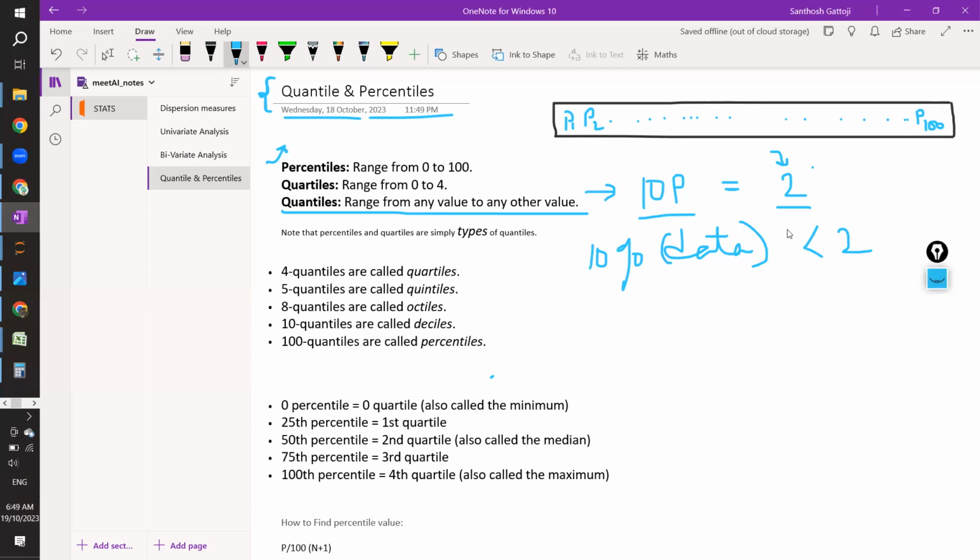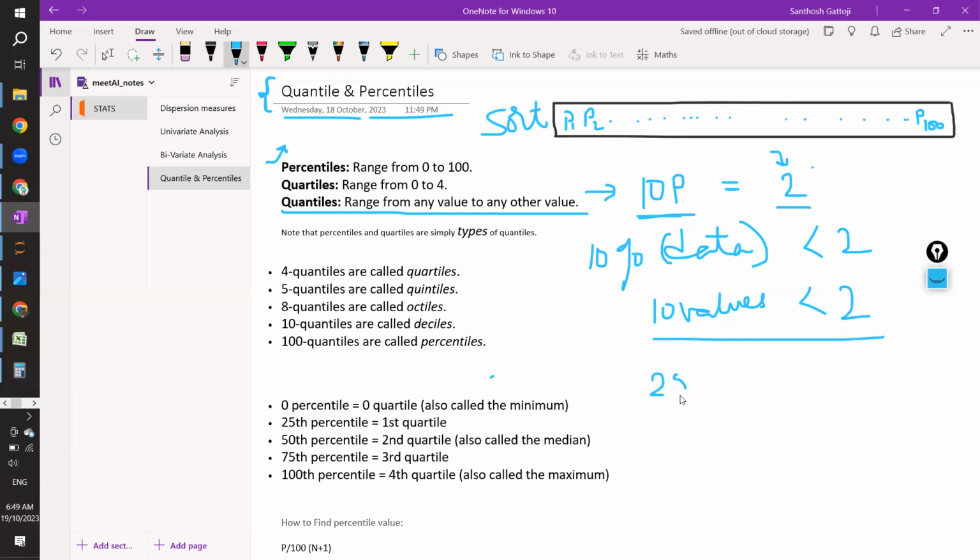That means if there are 100 values, 10 percentage is 10 values. 10 values are less than 2. Obviously this should be in sorted order. It's not a random 10. If you give 100 values, first you should sort them. Once you sort them, you have the values in ascending order, right? So in that particular set, when you say 10 percentile equal to 2, 10 values are less than 2.